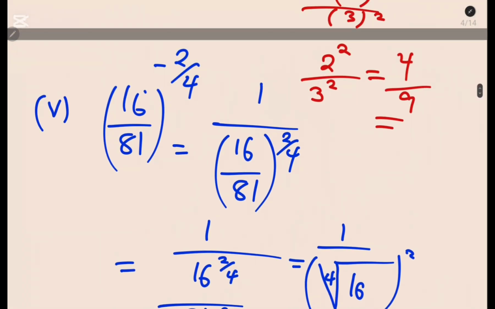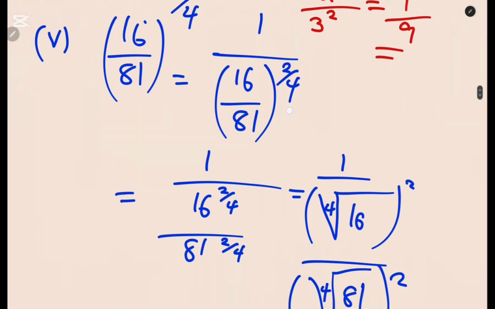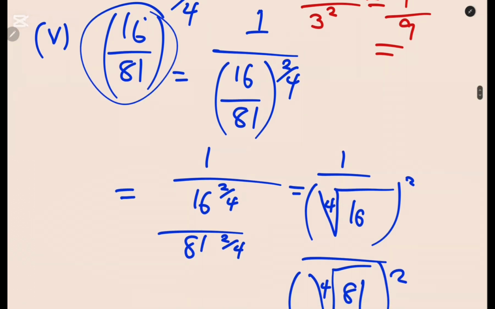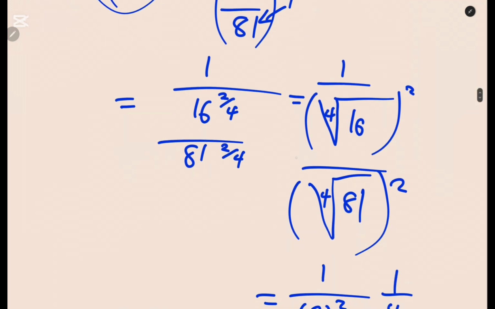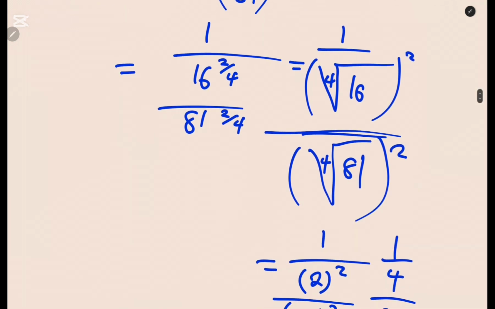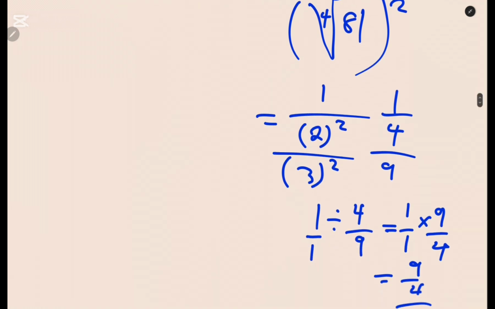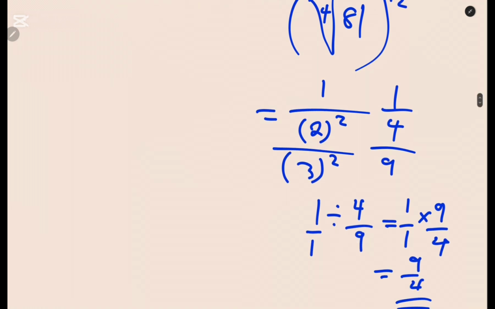Okay, the thing you just need to know is that to remove the negative, you put 1 over the whole of this one with a positive power. Then of course, this power is shared by the denominator and the numerator, so it becomes like this. Then the fourth root of 16 is 2, the fourth root of 81 is 3, to the power 2, which is 4 over 9. Then of course you are dividing, so you reciprocate. In other words, the denominator becomes the numerator and the numerator becomes the denominator. And that is how we simply answer this one.